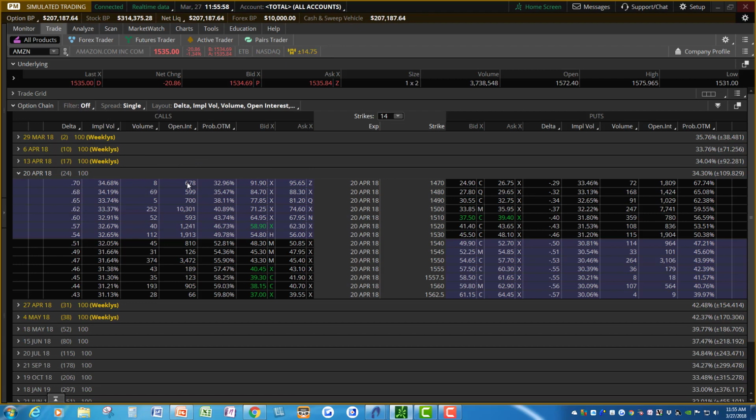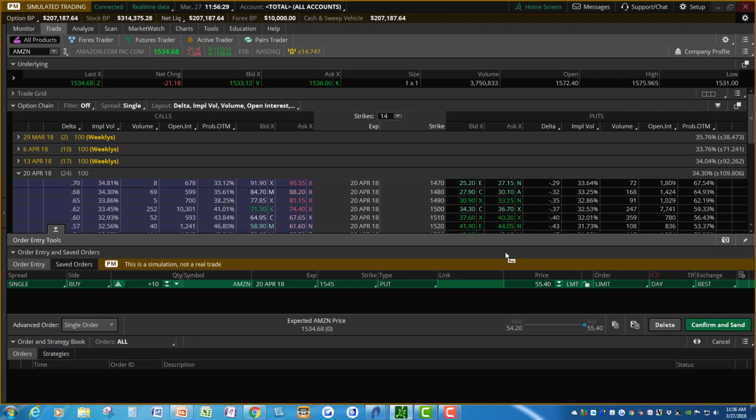Remember, this left side is calls. This right side is puts. So we're going to go ahead and buy some puts, and let's just say it's a starter position. So we'll just say it's one contract. We'll do this here on my simulated trading account. And we're going to go ahead and buy the 1545 put. So we're going to buy the 1545 right here. We'll go ahead and left click that. It's going to say buy. So now I just want to buy one of these.